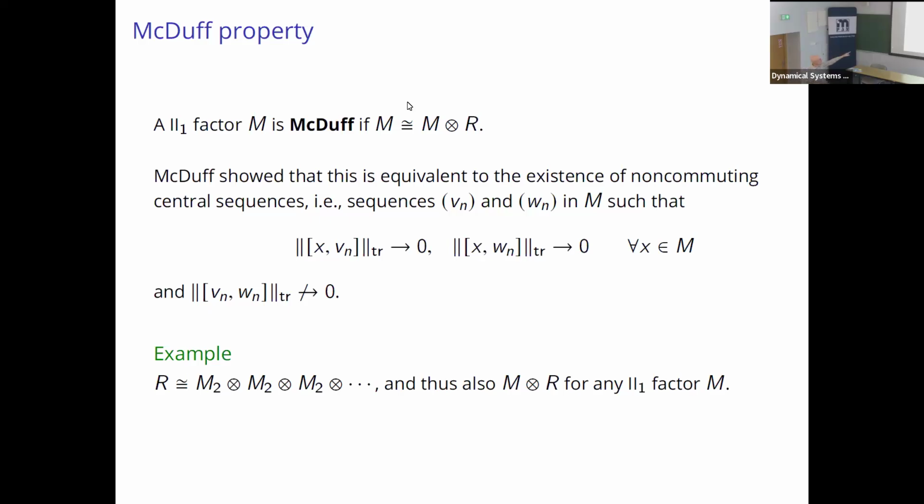And she showed it's actually equivalent to this other condition, which is much easier to verify in principle. All you need is a pair of sequences in the algebra that asymptotically commute with everything, but don't asymptotically commute with themselves. That's actually enough, surprisingly, to show that you have this kind of equality between the tensor product with R and M itself. So the hyperfinite II_1 factor is itself McDuff. It absorbs itself tensorially. M tensor R will also be McDuff, because if you tensor that with R, then R tensor R is just R itself, so you can collapse those two copies of R back into one.